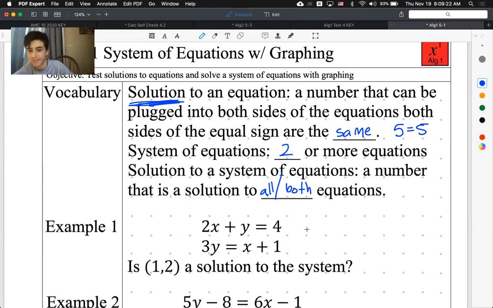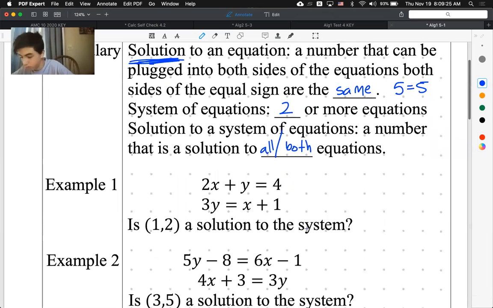All right, so example 1. We have 2 equations. These are both lines. I know that they're lines because this is x to the power of 1, y to the power of 1. They're linear. I'm asking, is (1, 2) a solution to the system? What that means is I'm going to plug in x equals 1, y equals 2 for this equation and this equation. If I get the same number equal to the same number, that is a solution. If it's not, then it's not a solution. And it has to work for both the first equation and the second equation. If it only works for one, but not the other, it is not a solution. It has to work for both.